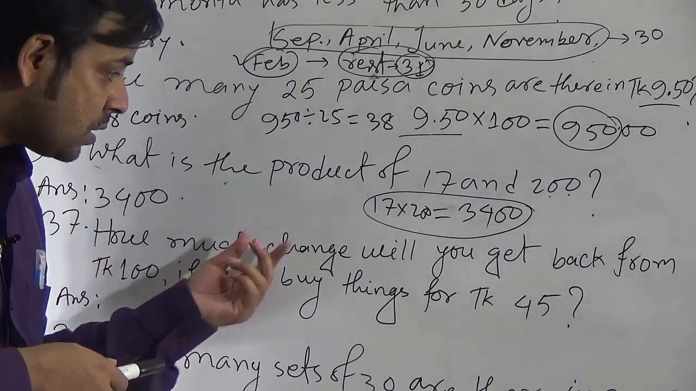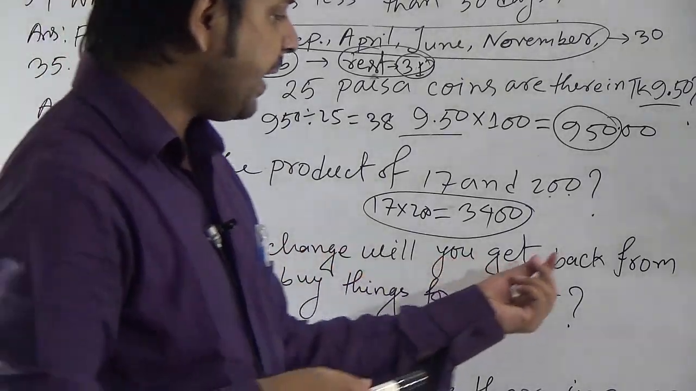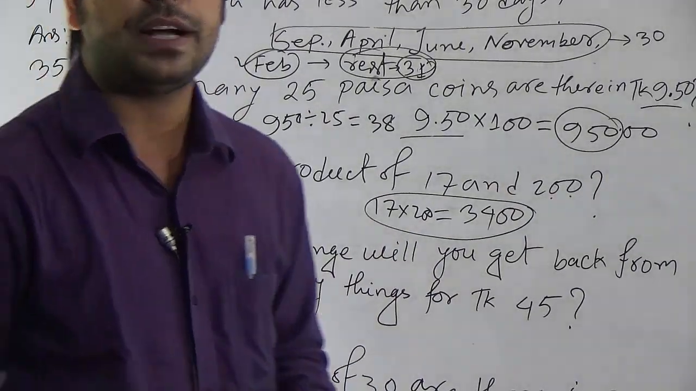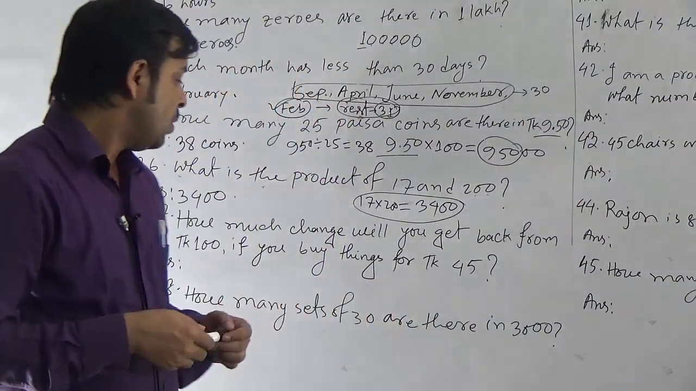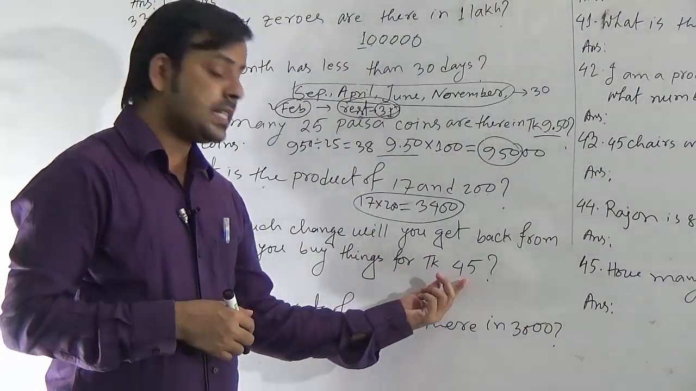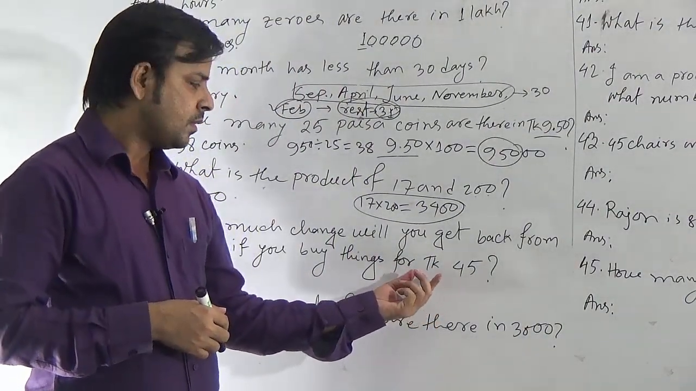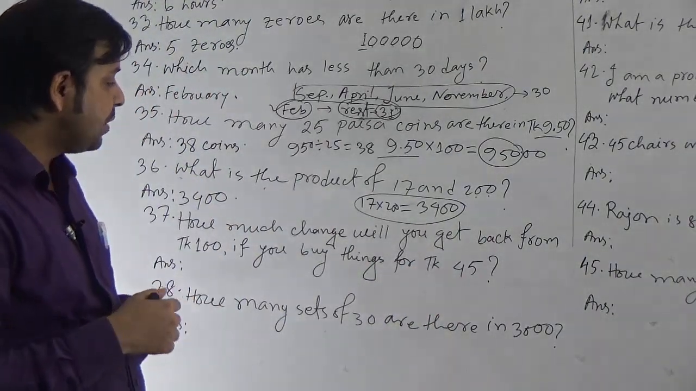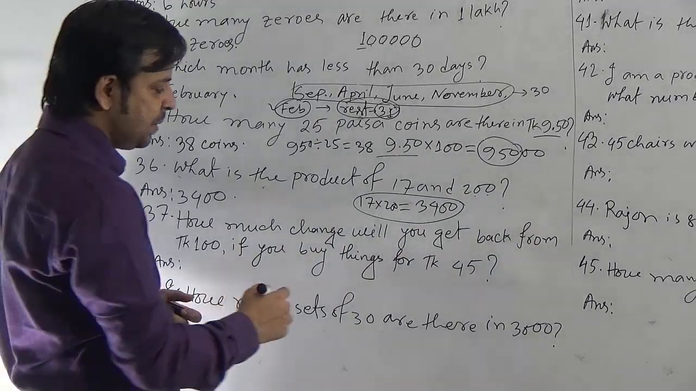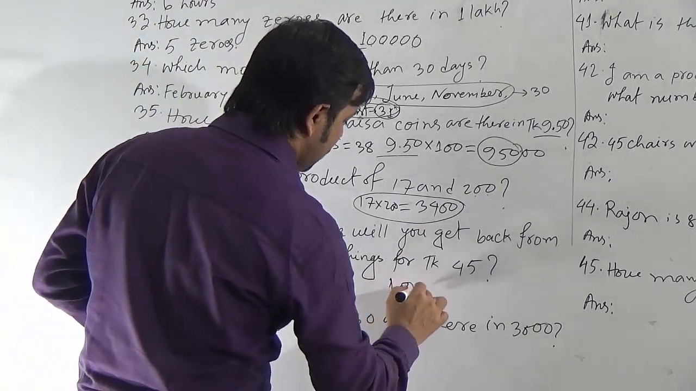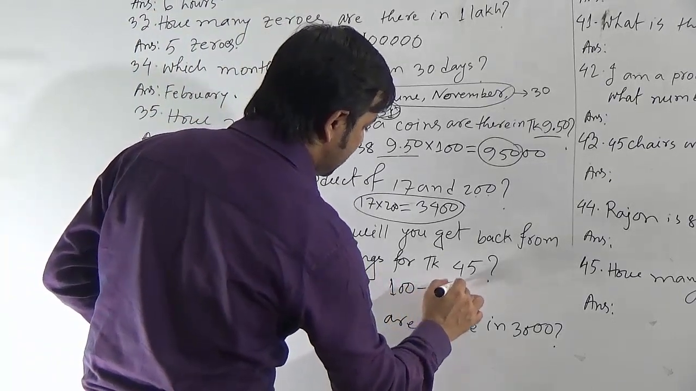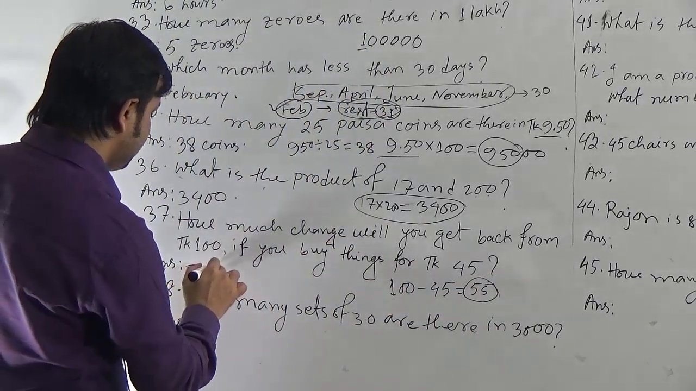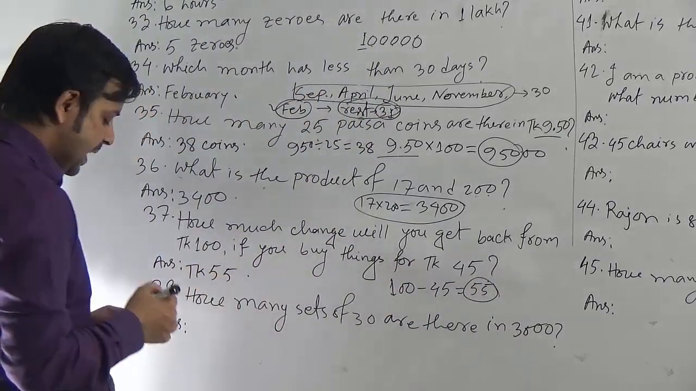How much change will you get back from Taka 100 if you buy things for Taka 45? It means that if you buy any item for Taka 45 and you give the shopkeeper Taka 100, the shopkeeper will give you change. How much will that amount be? If you subtract 45 from 100, you will get 55. So Taka 55 you will get as change.